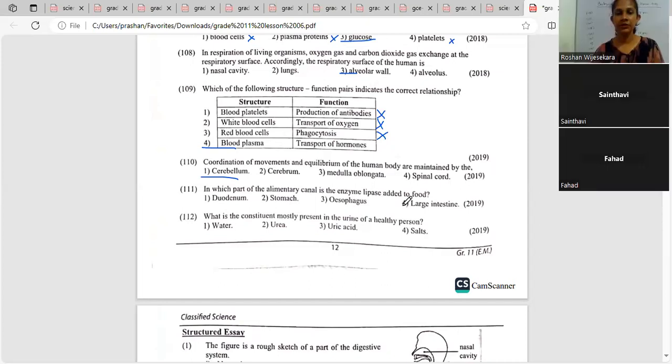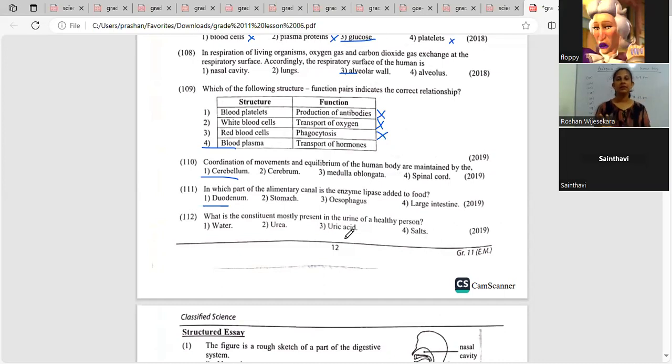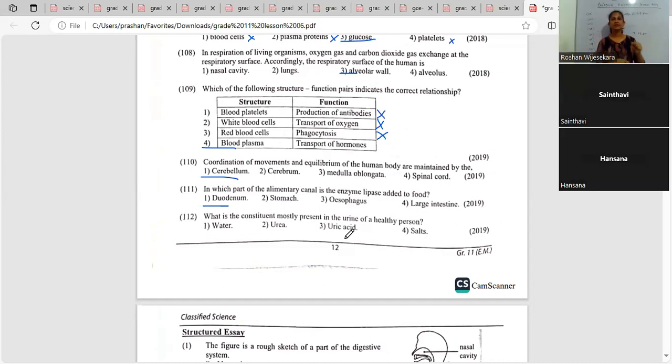Then, in which part of the alimentary canal is the enzyme lipase added to food? The correct answer is duodenum. This lipase is contained in pancreatic juice. The pancreas secretes lipase, it mixes with our food in the duodenum region, and then it passes to the small intestine.